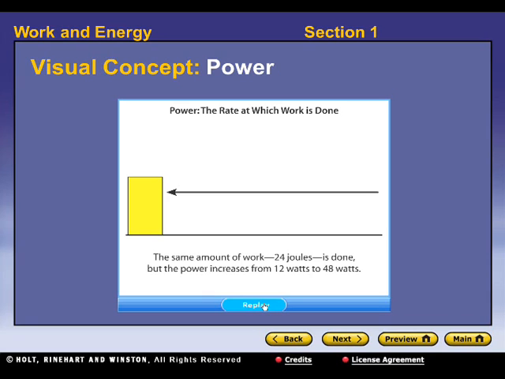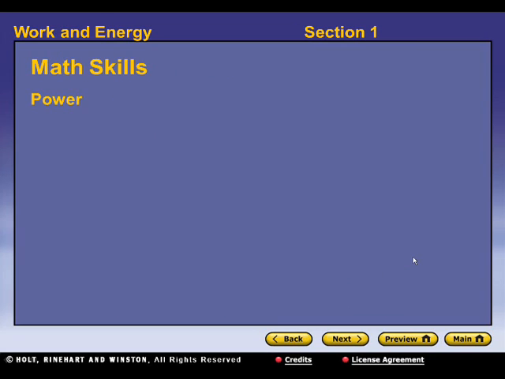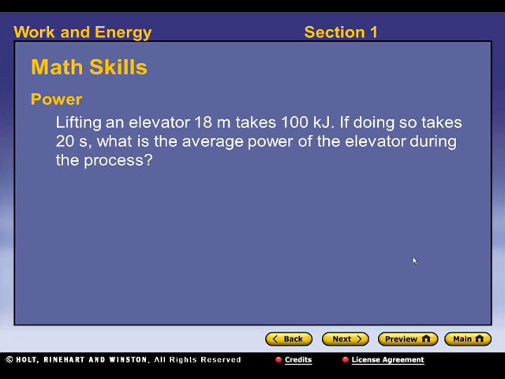Or they pushed the box across in only half a second with the same amount of work put into it, because it's the same force and same distance. So 24 divided by half a second gives you 48 watts. So the time really plays a part in how much power is being done.